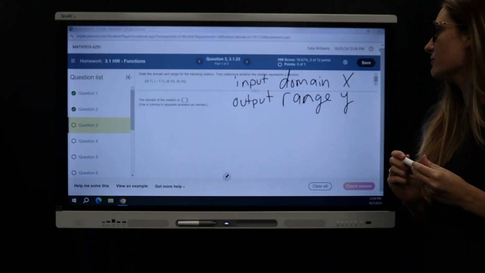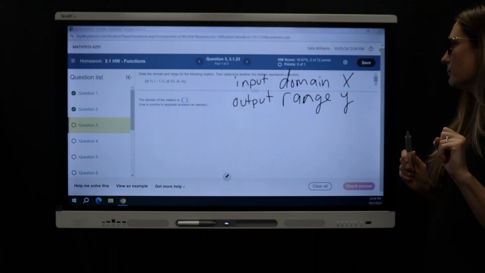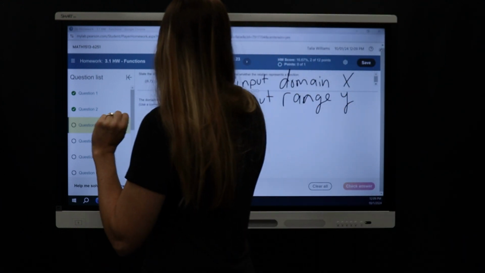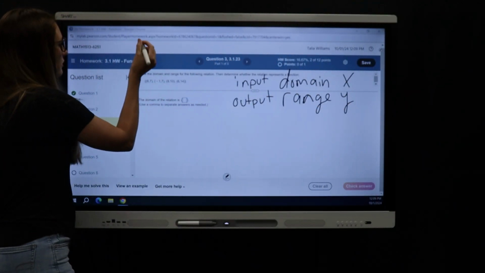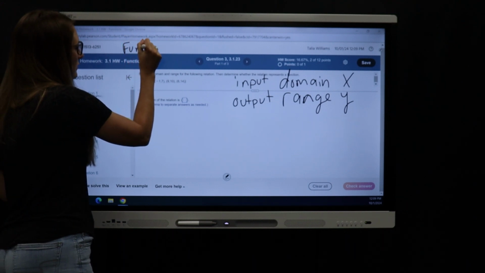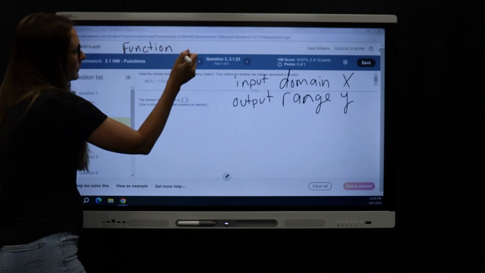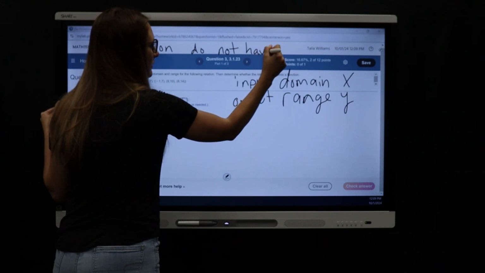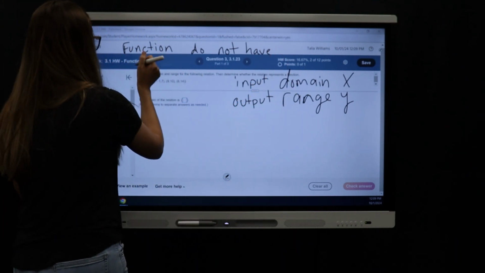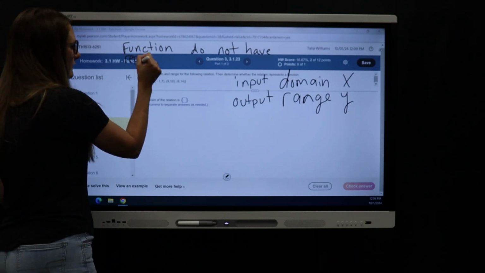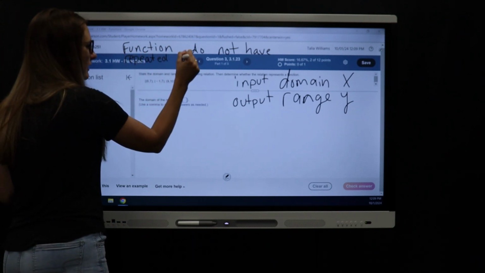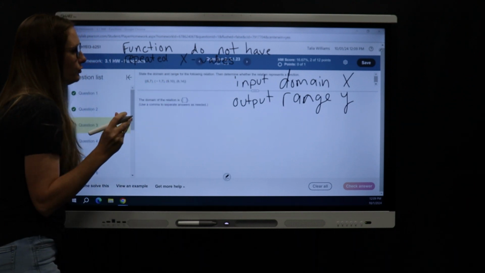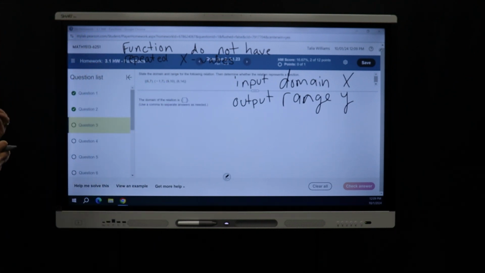So state the domain and range of the following relation, then determine whether the input represents a function. So remember, for it to be a domain, no repeated x values. I'm going to write that right here across the top. Functions do not have repeated x values. If there's two x's that are the same, it is not a function.